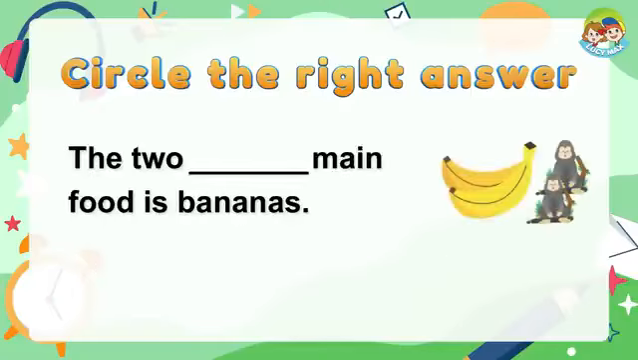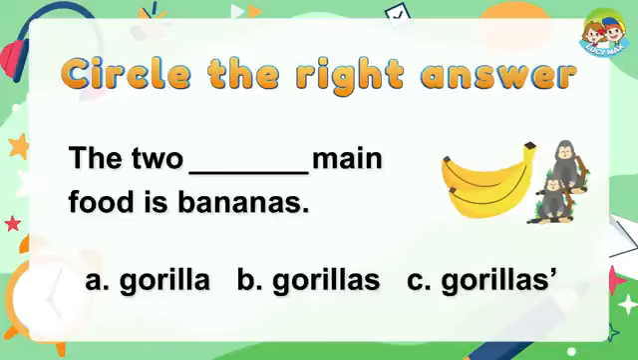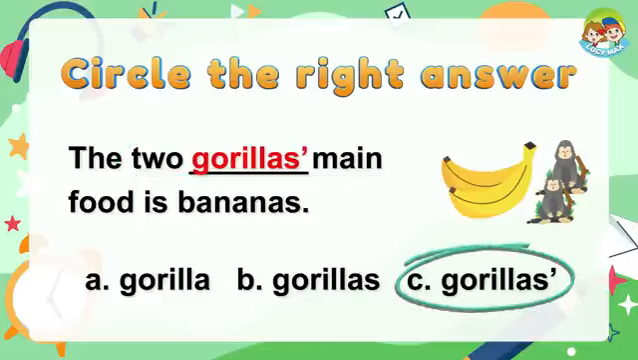The two blank main food is bananas. Here we have two, so we say gorillas. Main food is what they are talking about. We use possessive. So we need gorillas with an apostrophe. The answer is C. The two gorillas' main food is bananas.